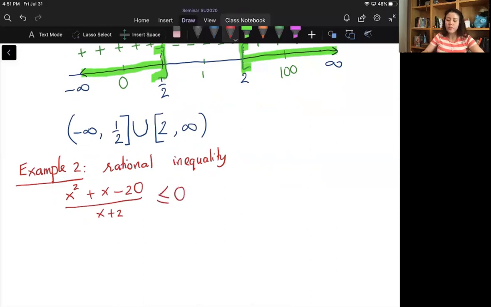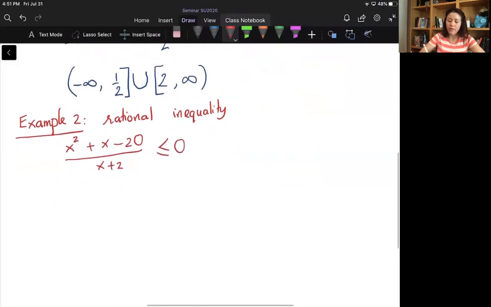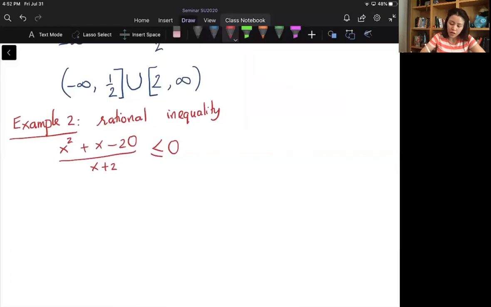Okay, so similar process. First, we're going to factor these, right? So I'm going to factor the top. Well, the bottom is just x plus 2, so nothing there to factor. The top, I have x, and I need two numbers that multiply to get me negative 20, and add up to get me the coefficient of x, or 1. So I see 4 and 5, and I need positive 5 and negative 4.